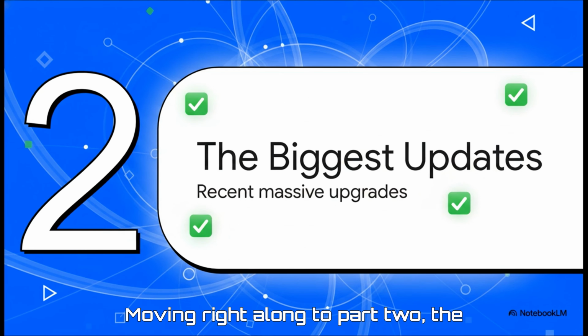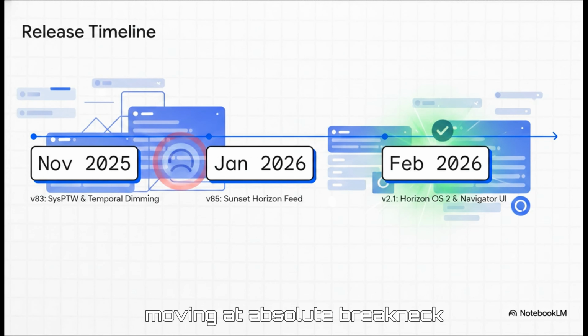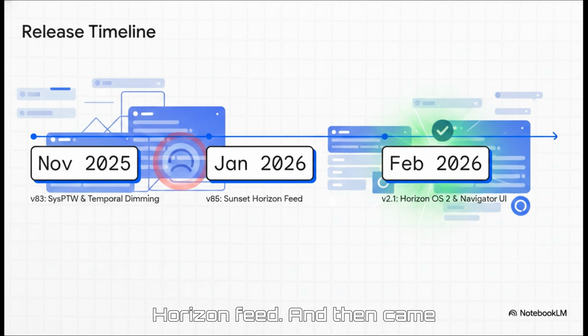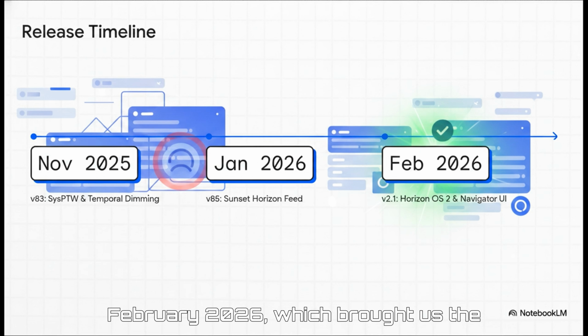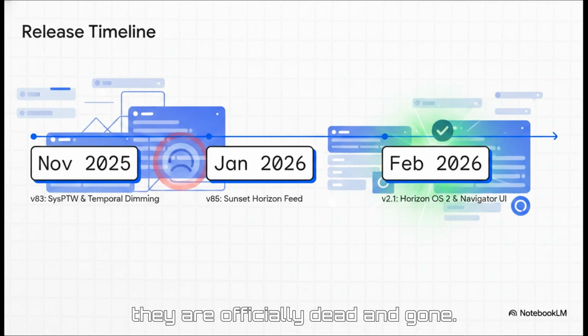Moving right along to part 2, the biggest updates. We're talking about recent massive upgrades. Over the past few months, the product lifecycle has been moving at absolute breakneck speed. Back in November 2025, version 83 brought us some really deep architectural changes, like temporal dimming and system positional time warp. Then, skipping ahead to January 2026, version 85 finally cleared out the clutter by sunsetting the old Horizon feed. And then came February 2026, which brought us the huge milestone we'd all been waiting for, version 2.1, marking the official launch of the Horizon OS 2 era. Those confusing double-digit updates of the past? Yeah, they are officially dead and gone.